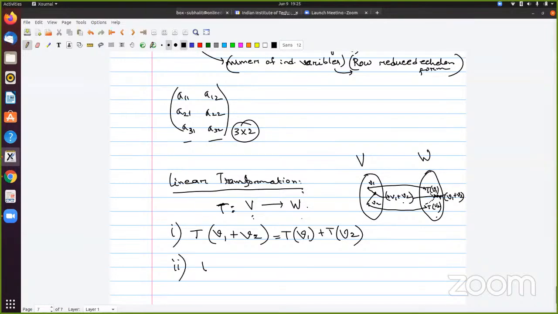And the second condition is T of CV again. Repeat again, sir. The first condition. Can you repeat the first condition once again, sir, using V and W?